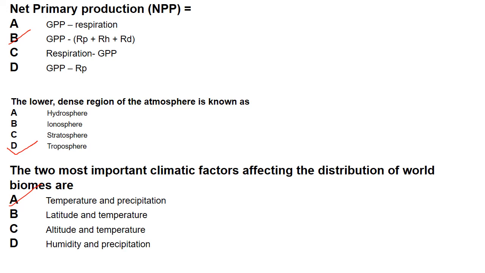Then next one. The lower dense region of the atmosphere is known as troposphere. Answer is option D. The two most important climatic factors affecting the distribution of world biomes are temperature and biomass.